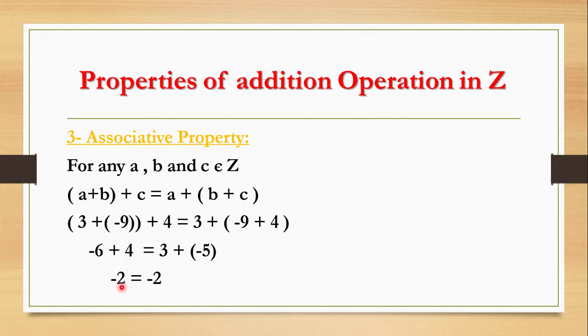Okay, let's move to the right hand side. This is the right hand side. I'll add negative 9 plus 4 at first, then I'll add 3. Negative 9 plus 4 is negative 5. 3 plus negative 5 equals negative 2, so the same result. Okay, this is the associative property. So the first property, closure, the second property, commutative, and the third property is associative.